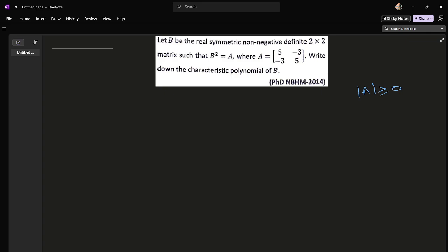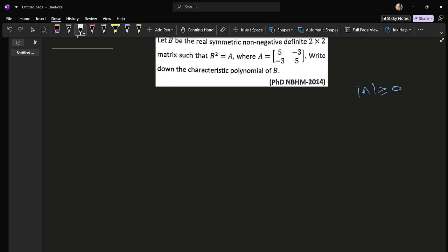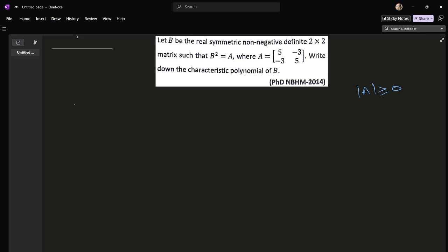So the game will be played on the eigenvalues of B and A. Then we will get the answer. My trace of A is what? This is 10. And my determinant of A is what? That is 5 into 5, 25, minus of minus 3, that will be 9. So it is 16.